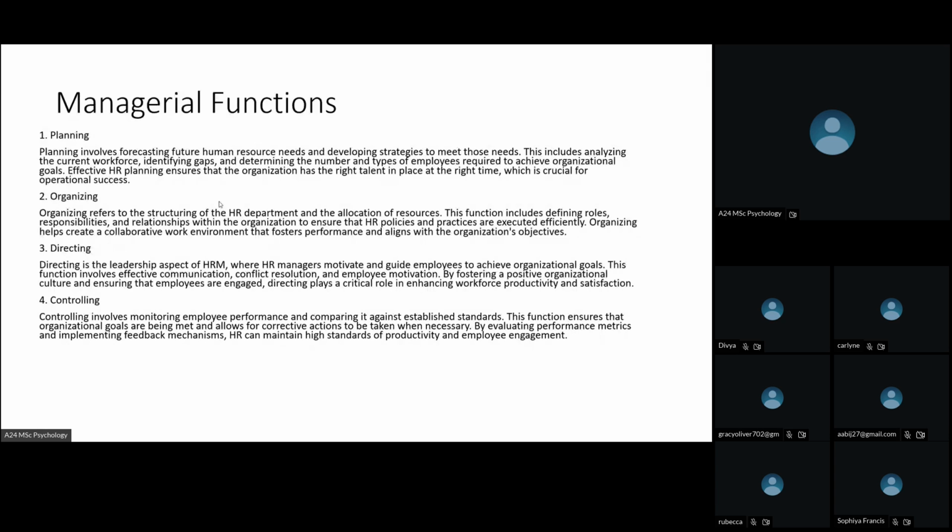And then the last thing of today's managerial functions is controlling. Controlling, as I was saying, it is like the executive positions, or in a classroom setup, in a college setup, it is the head of departments. In a school setup, it is the principal. So they are just controlling, monitoring the employee performance and comparing it against established standards. Again, we are setting the performance standard in staffing, but controlling is the one who actually compares it against the standards. And then this function ensures that organizational goals are being met and allows for corrective actions to be taken when necessary.